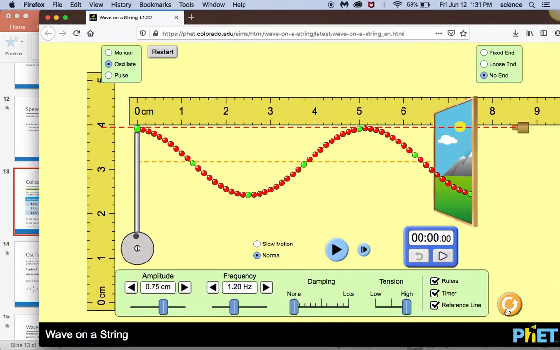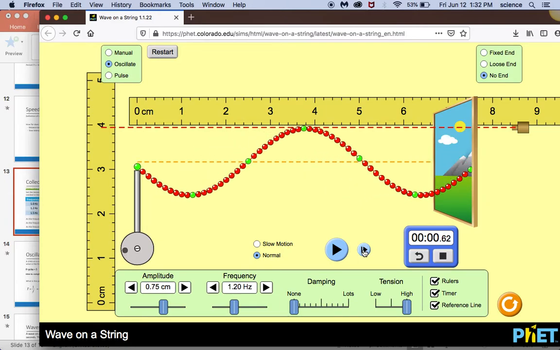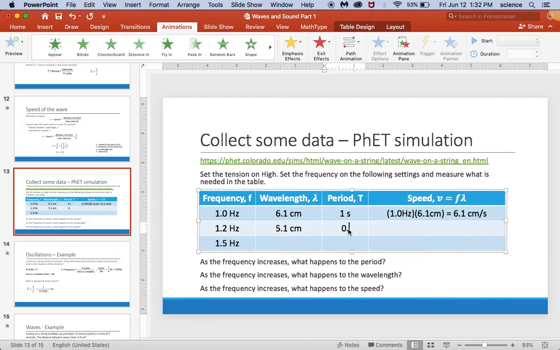And we need to measure what the period is. I'm going to hit the stopwatch and go through 1 cycle, all the way down and all the way back up again. There we go. And I'm getting 0.82 seconds. So let's calculate the speed. 1.2 hertz multiplied by 5.1 centimeters equals, I have to grab my calculator real quick. 1.2 times 5.1 gives me 6.12 centimeters per second.